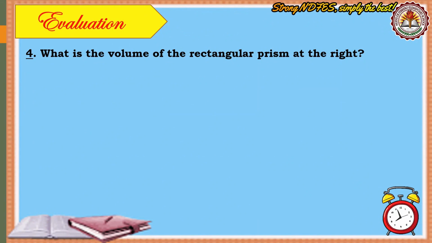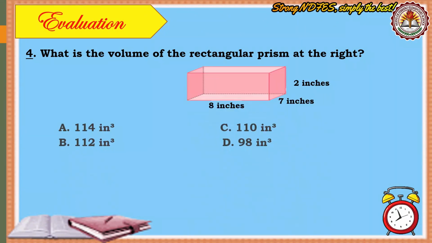Number 4. What is the volume of the rectangular prism at the right? Letter A. 114 cubic inches. Letter B. 112 cubic inches. Letter C. 110 cubic inches. And letter D. 98 cubic inches.